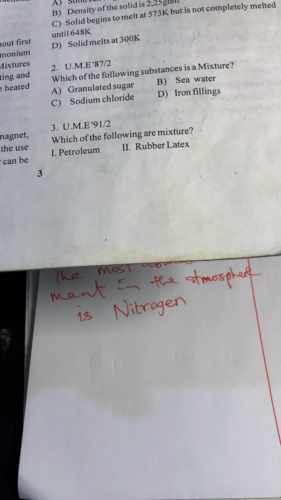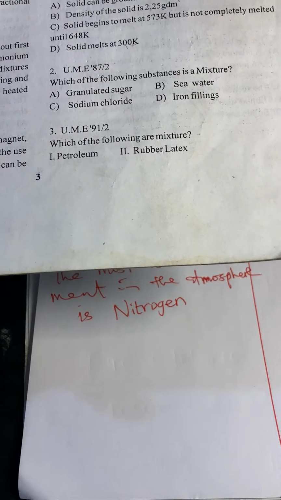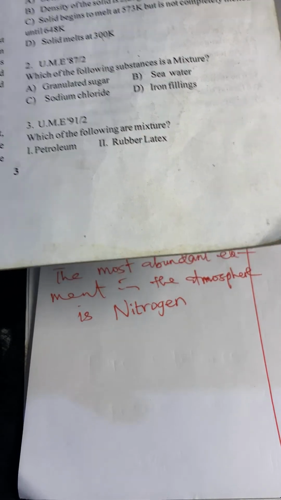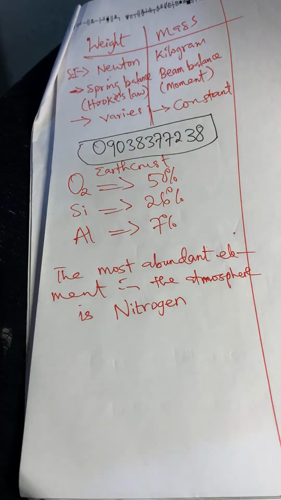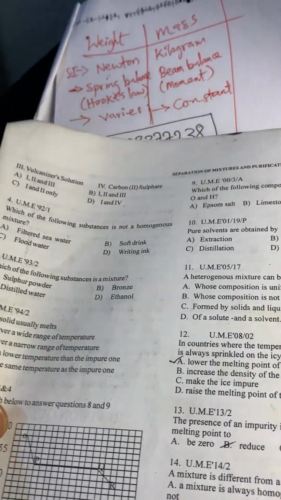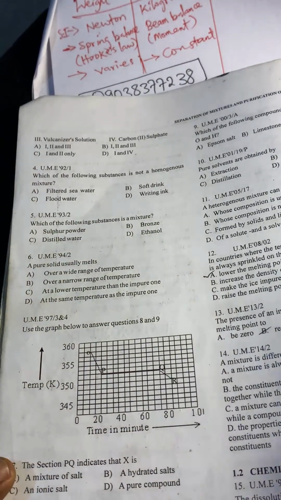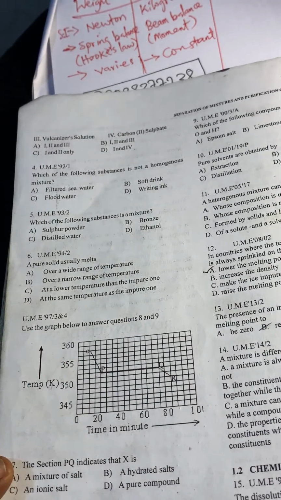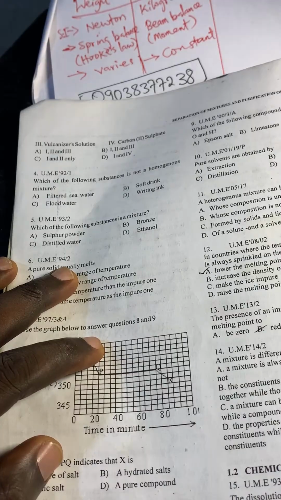Then question 3: which of the following are mixtures? I, petroleum; II, rubber latex. Remember, it is a multiple-choice question and they say which of the following are mixtures. They mention petroleum, rubber latex, and then vulcanizer solution.